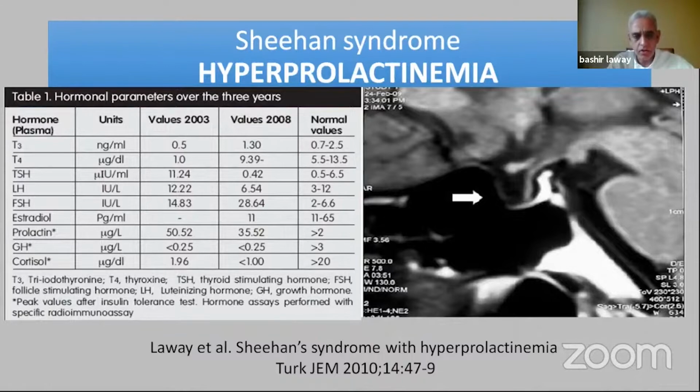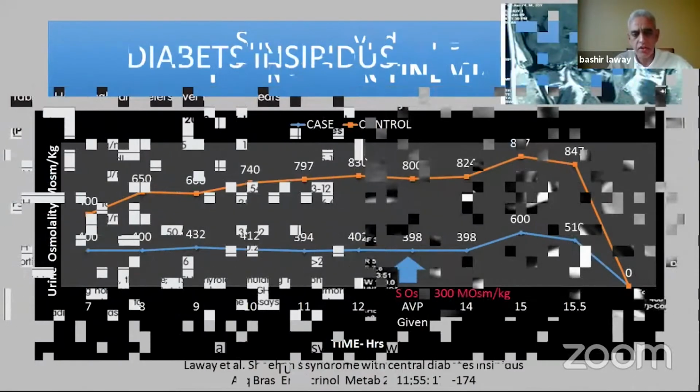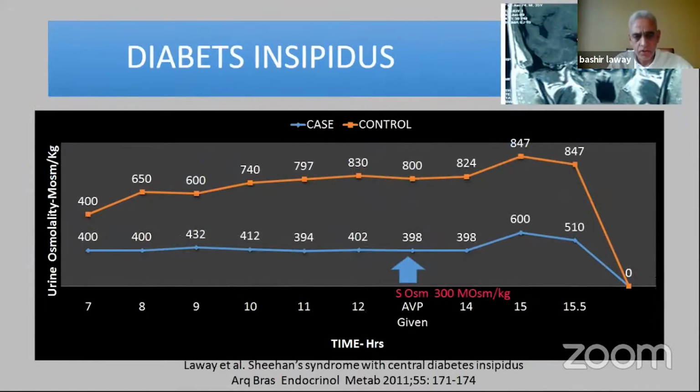Another possibility, posterior pituitary function. We know DI doesn't happen in Sheehan, although mild posterior pituitary dysfunction is reported in 5% of the cases, but severe DI which needs treatment is not seen. It is restricted to case reports. We have reported a patient of Sheehan's with DI, and this reference is already in the Williams Textbook of Endocrinology.